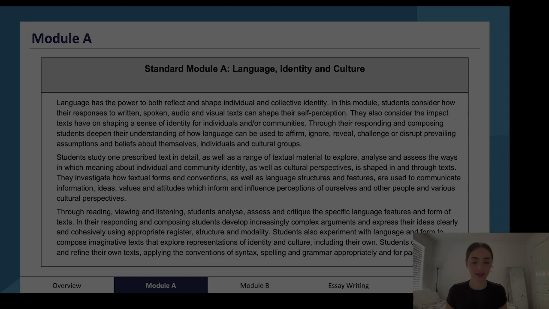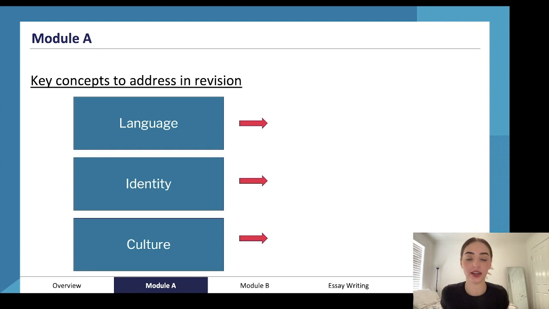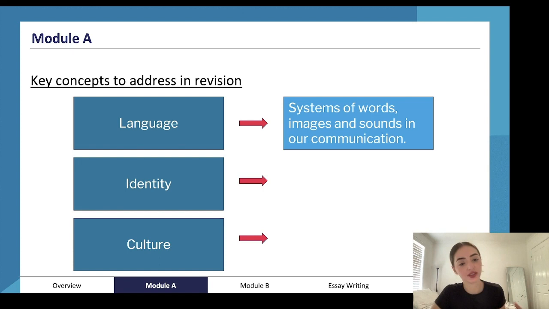Okay, so let's look at the key concepts and let's address it in revision mode. So what is language? It's a system of words, images, and sounds in our communication, right? That's really, really easy. What's sometimes not so easy is understanding what language is in an essay. So obviously language is words, right?